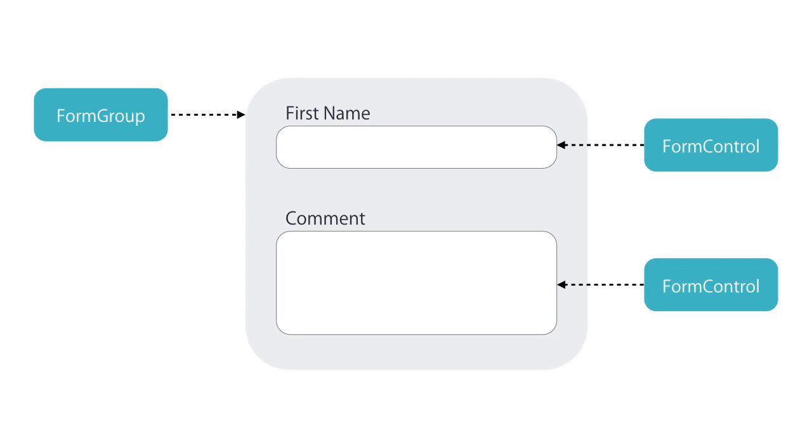So to add validation to a form, we need to create a form group object for the form and a form control object for each input field in the form. This way, we can keep track of the state of each input field and the entire form as a whole.